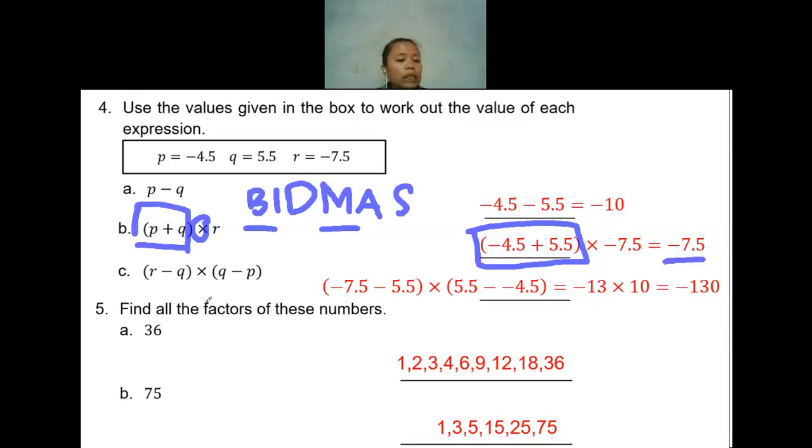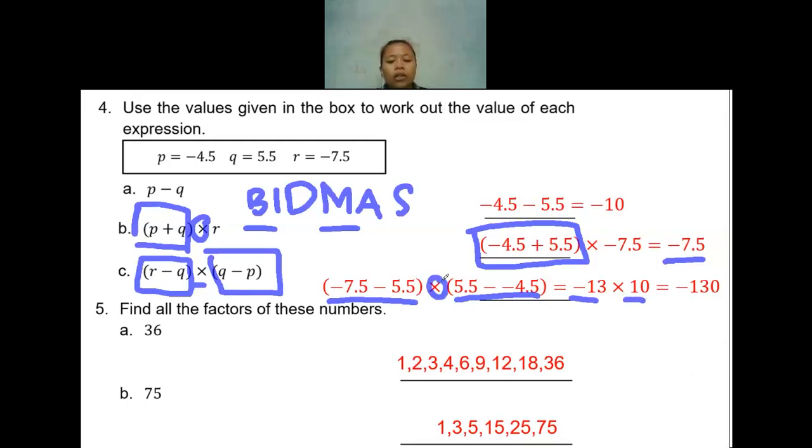For question C, we have a bracket, we have multiplication, we have a bracket. So same, we have to finish all the brackets first. So we simplify negative 7.5 minus 5.5 and 5.5 minus negative 4.5. We simplify them first and then we do the multiplication later on. So we just need to calculate it as negative 13 times 10, which is equal to negative 130.